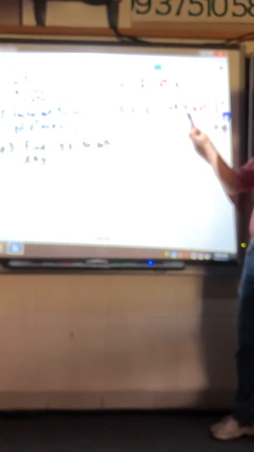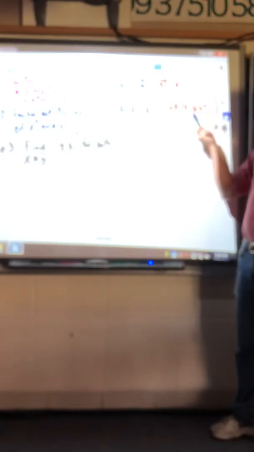Do the same thing with the y terms here. So half of the new b value here would be negative 3. Negative 3 squared is 9. And that 9 is being multiplied by this 9. So on the other side, 9 times 9, we need to add 81. Okay.